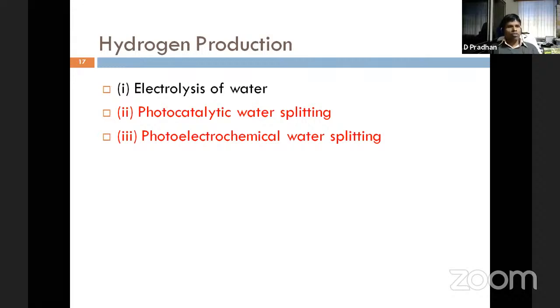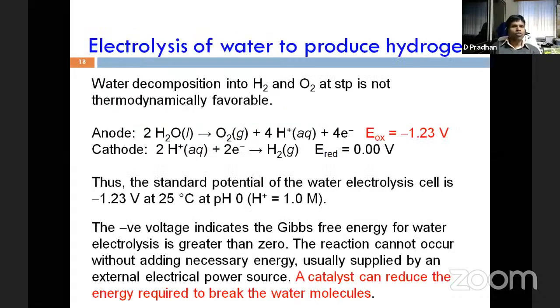But two other processes, photocatalytic water splitting and photoelectrocatalytic water splitting, are more appealing in the sense that you directly use sunlight to split the water, and water is abundant, and sunlight is abundant. And then use it for producing hydrogen, and that hydrogen you can use for electricity generation using the fuel cell. So that is what I will discuss.